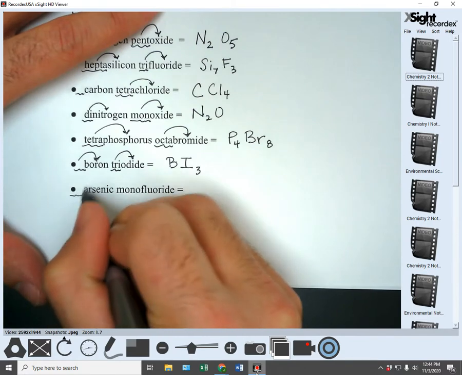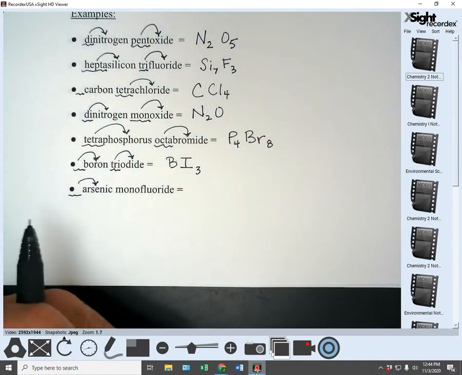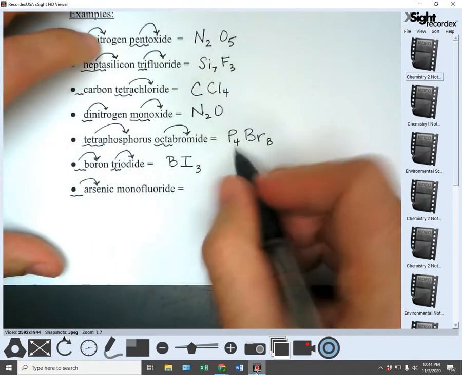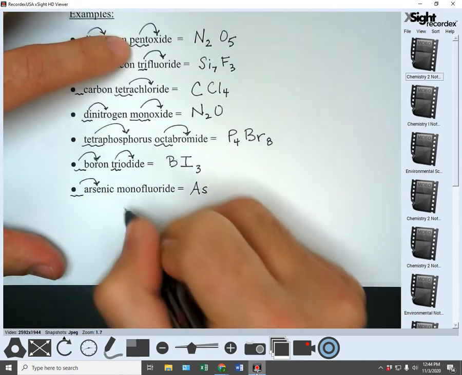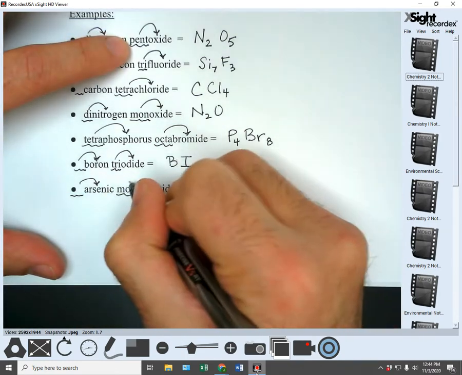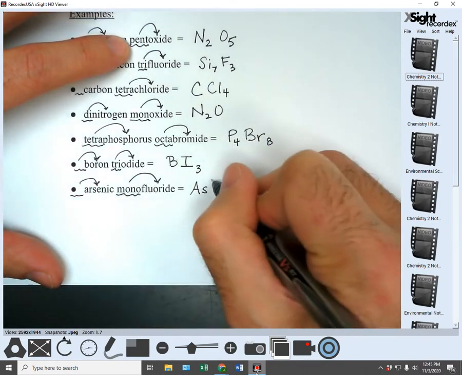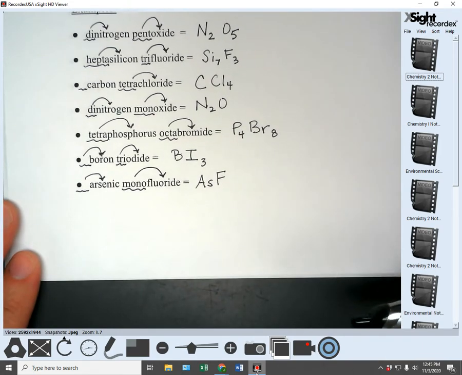Arsenic, nothing on the arsenic. We look up arsenic on our periodic table. It should be As, yep. Nothing in front of it, so it's just 1. Okay, monofluoride. Fluoride is fluorine, which is just F, and then mono is 1, so it's AsF, which is the end of that part.